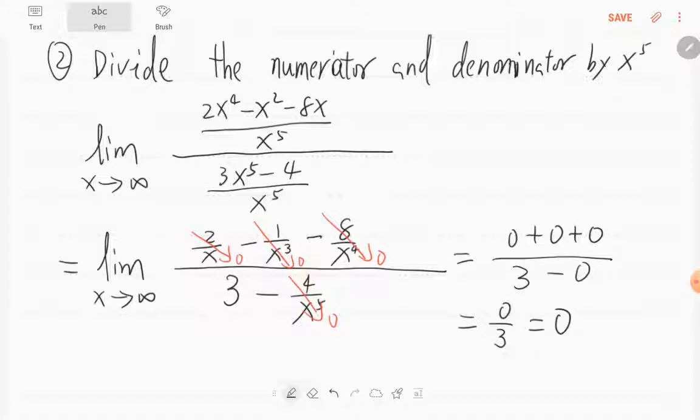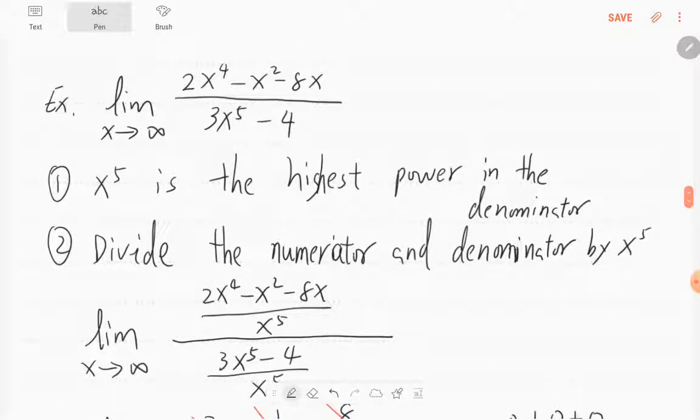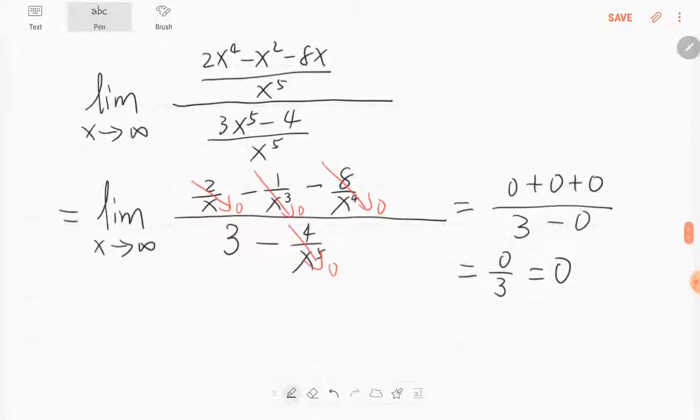So this is the typical step. The first step, you need to locate the highest power in the denominator. Then we divide the top and bottom by this highest power, x to the fifth. Then do the limit. Okay?